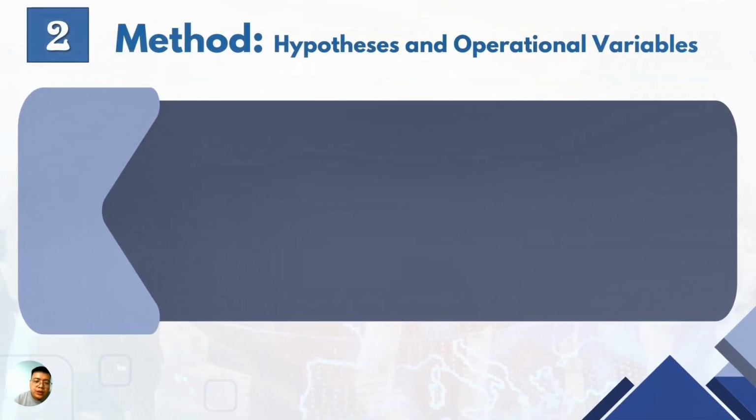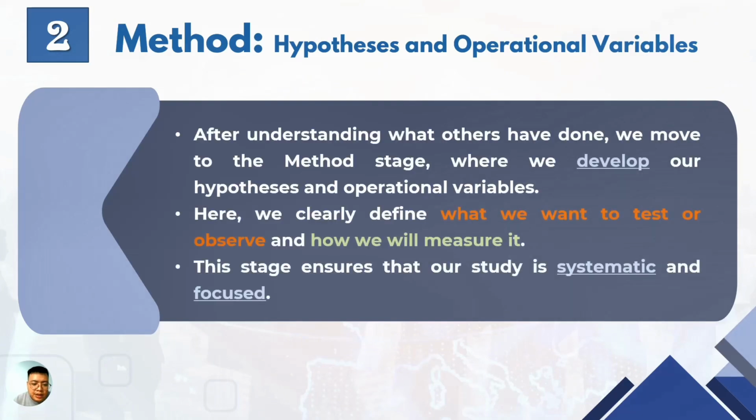After understanding what others have done, we move to the method stage. Here we develop our hypothesis, the statements we want to test, and define our operational variables, what we want to observe, and how we will measure it.